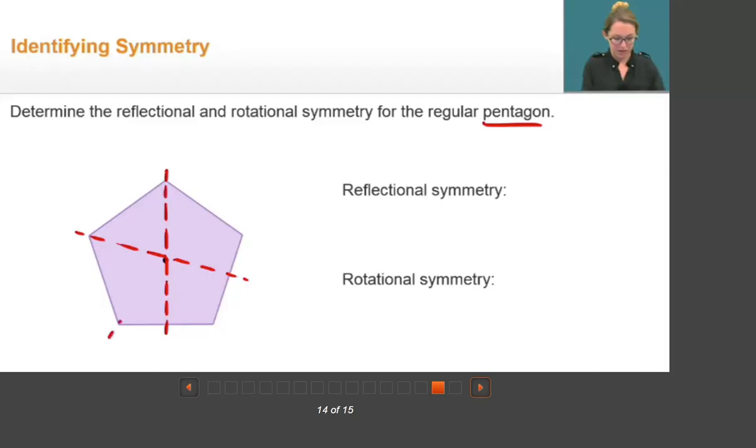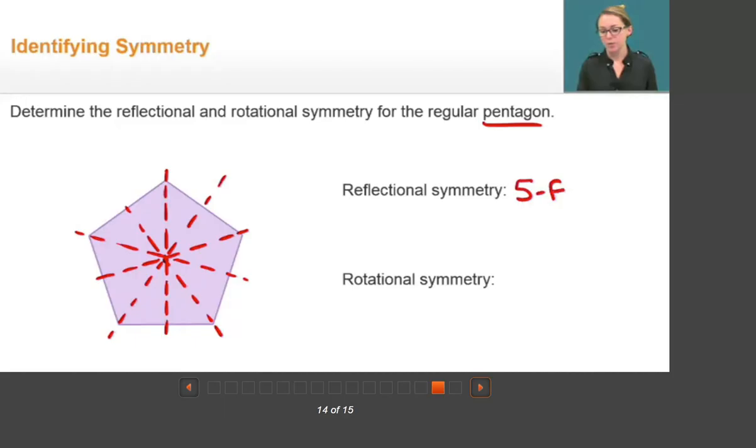This will be the third line of reflection, passing through the center of rotation. This is the fourth one. We have one more from this vertex through the center of rotation and passes to the midpoint of the opposite side. So we see that the regular pentagon has five-fold reflectional symmetry.